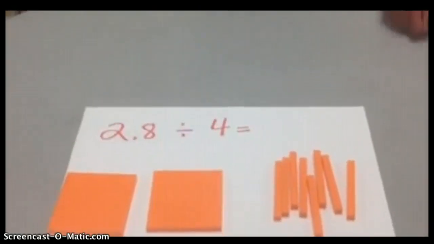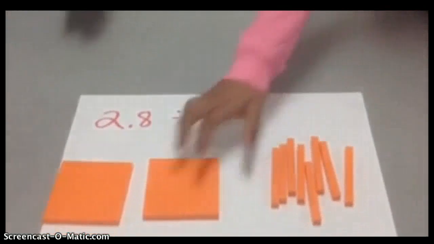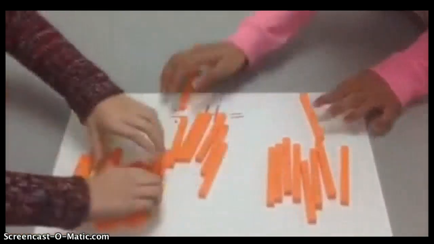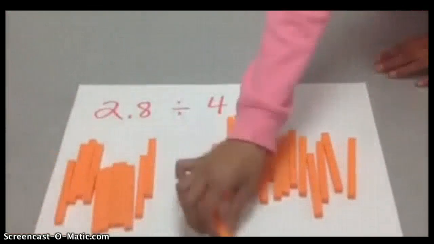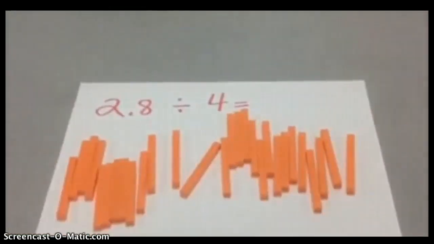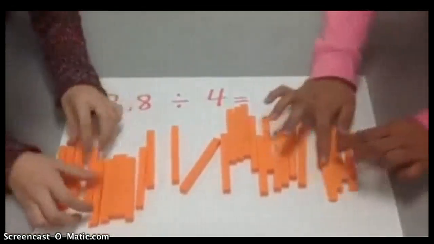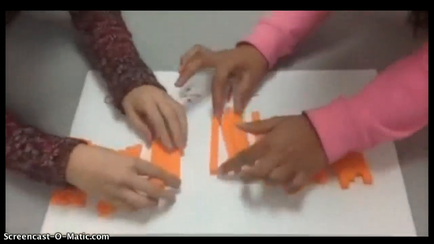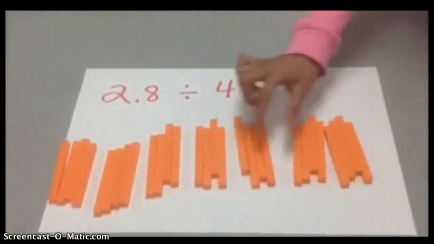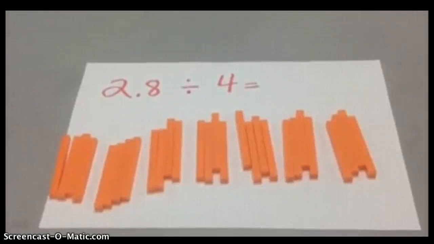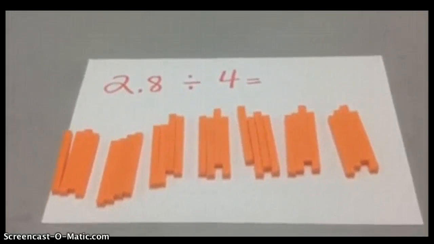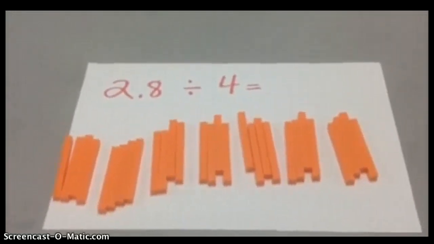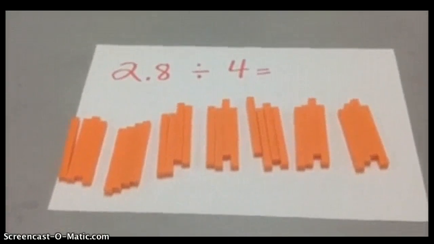The first thing we need to do is exchange our flats for tenths. 10 rods are equal to 1 flat, so we can exchange them out. Now we put our tenths into groups of 4. When we put them into equal groups of 4, we now have 7 equal groups of 4. So 2 and 8/10 divided by 4 equals 0 and 7/10.